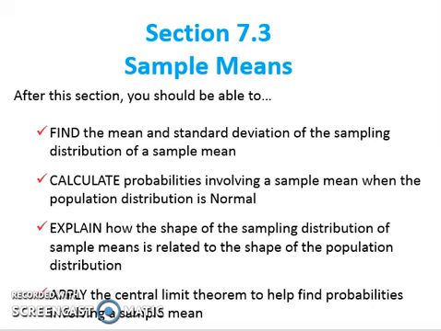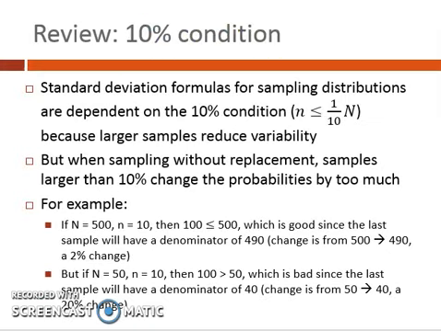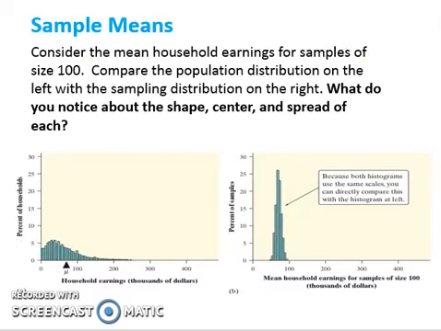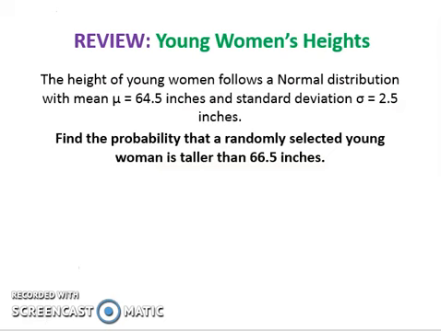Alright, so let's look at a couple things, and then we'll do some examples. We reviewed our 10% condition, why we have to have a sample of no more than 10% the size of the population, which has to do with probabilities. We talked about the shape of our population distribution compared to the shape of a sampling distribution. Same thing with center and spread. We reviewed how to find probability if it's just taking a single item from your population. So in this case, we selected a young woman.